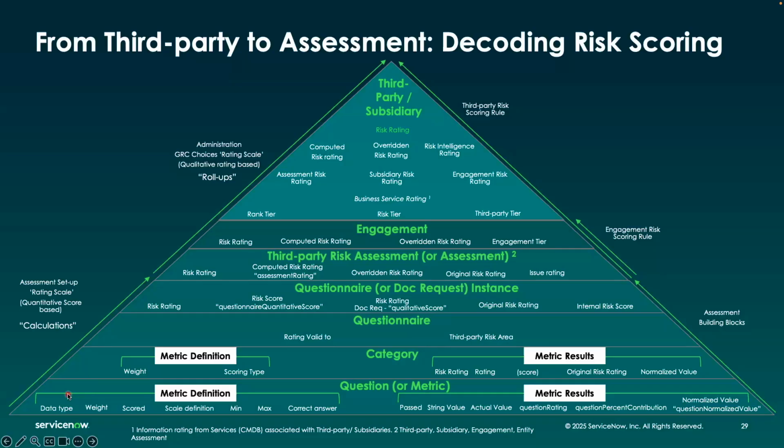Question or metric definition. The foundational attributes of the metric definition include data type, min, max, correct answer. The key scoring related attributes of the metric definition include scored, weight, and scale definition.